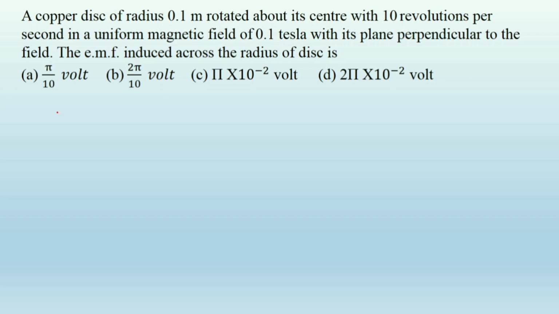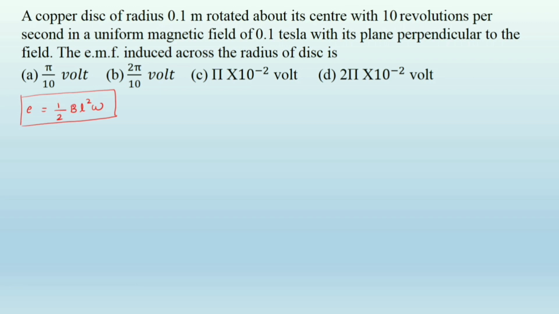See here, to calculate the induced EMF across the given disc, it is given by a standard equation: E equal to 1 by 2 B L square omega. So we have to use this standard equation to calculate the induced EMF across the disc. So what is this equation? How did we get this equation? I will give you a brief explanation regarding this equation.